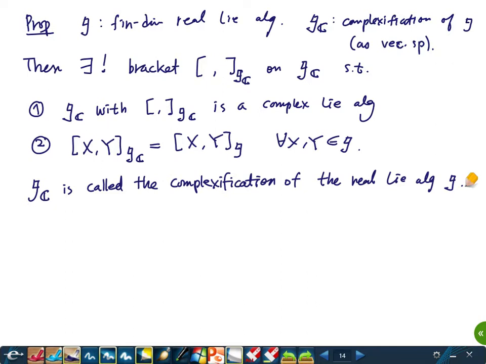Okay, so proof, see the textbook. Then how can we really understand this complexification? There is a very nice way to understand the complexification due to the following theorem. So we know that this is unique, and proposition.